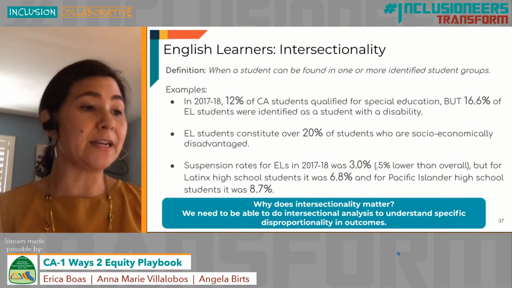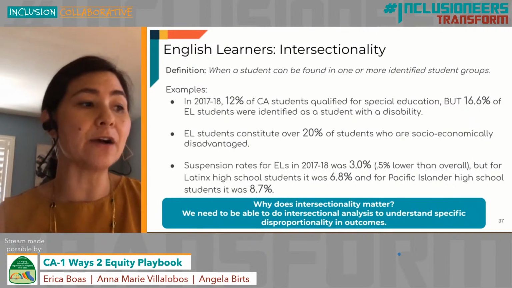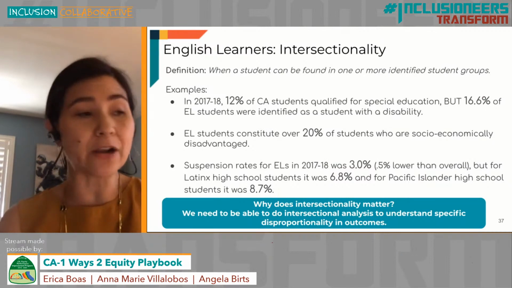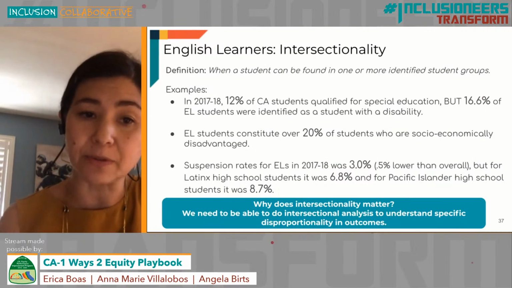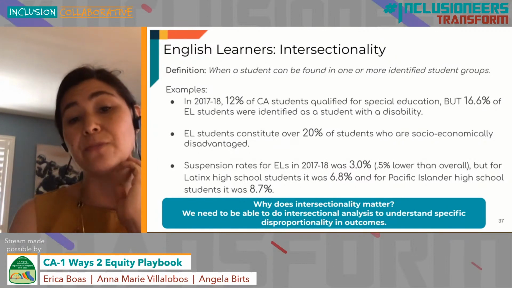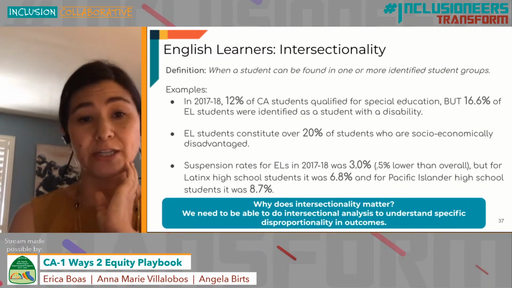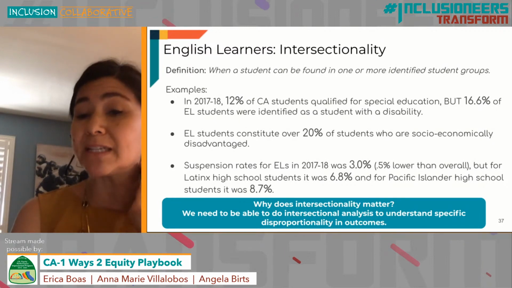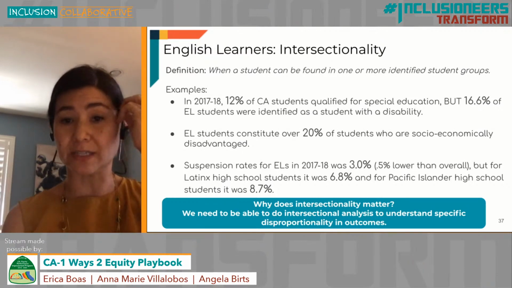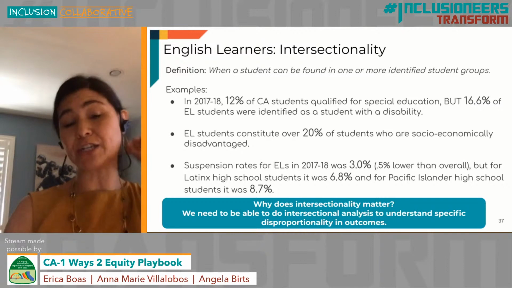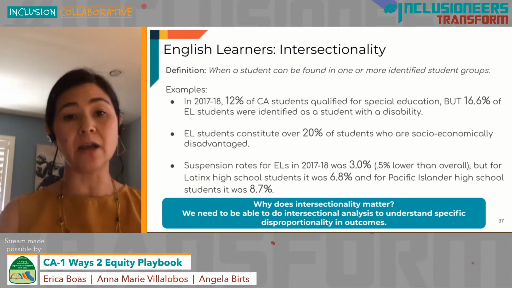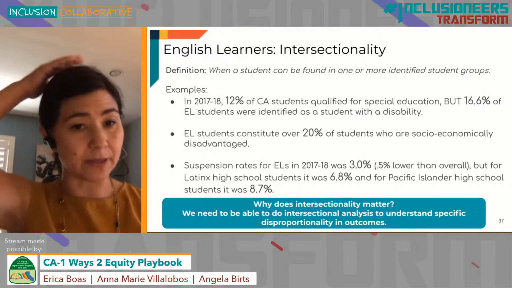So an intersectional data analysis matters because it allows us to drill down into disproportionality, where we must disaggregate data. So let's look at some of the examples here. In 2017-18, 12% of California students qualified for special education, but 16.6% of English learner students were identified as a student with disability. So they qualified for special education. So here we see that there's a disproportionality in students being identified, English learners being identified for disability.